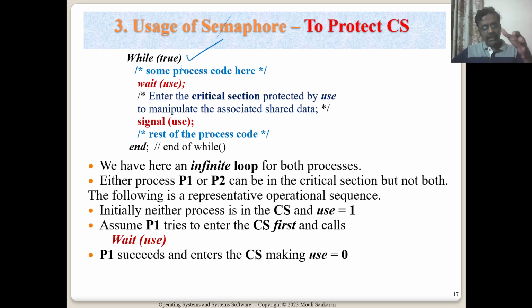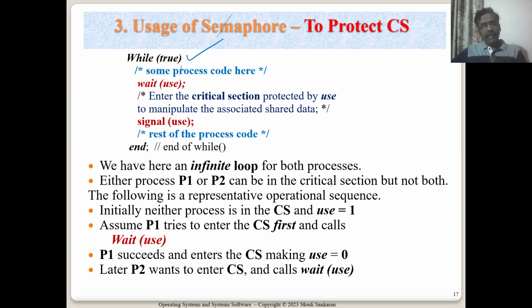Okay. It was in running state. It continues to be in running state and comes down after the wait. Then P1 enters the critical section. Imagine later P2 wants to enter the critical section while P1 is using it. Then what will happen? P2 is also expected to call the wait function call. It calls it, but it will get blocked because use is 0 now and P1 is still owning the semaphore.